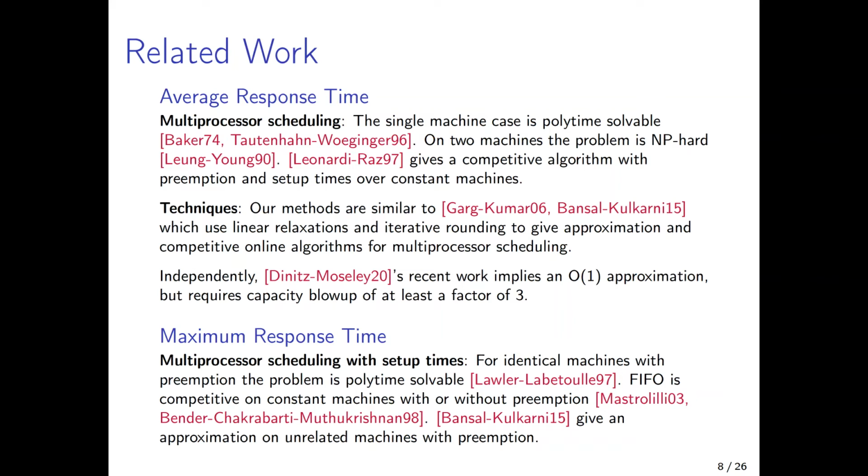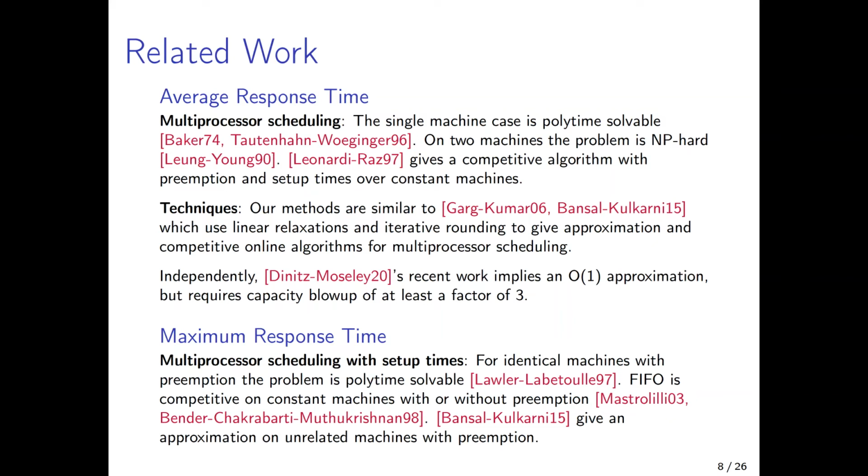I will first discuss related work on the average response time metric. In standard multiprocessor scheduling, versions of the problem with a single machine have been shown to be polynomial time solvable. Other versions, even with just two identical machines, have been shown NP hard. Leonardi and Raz give a competitive algorithm for one problem where the number of machines is held constant.